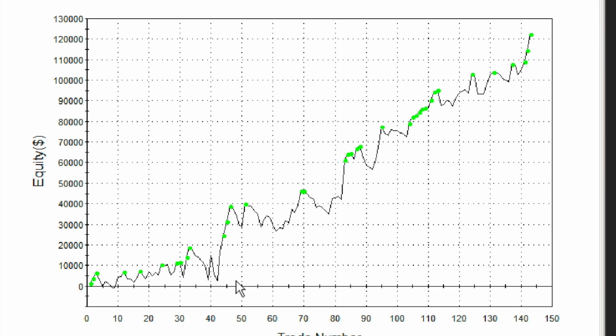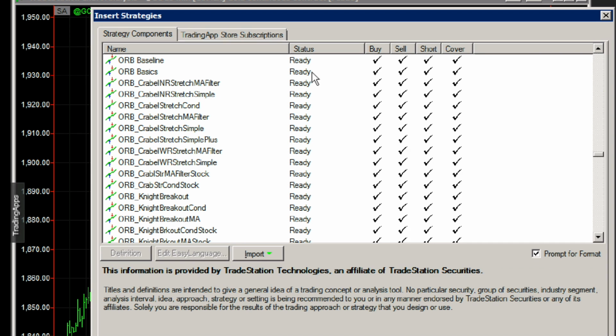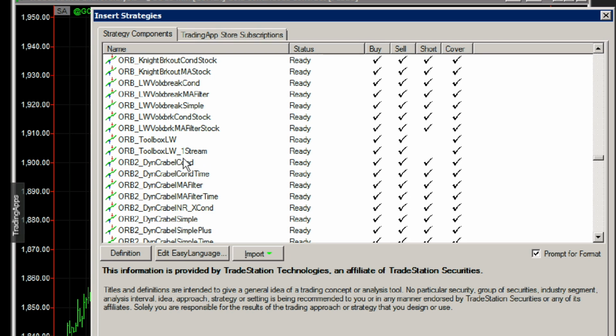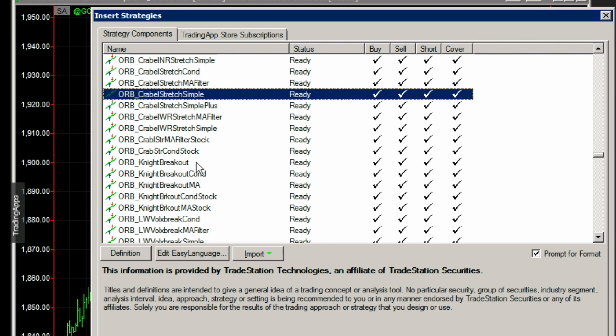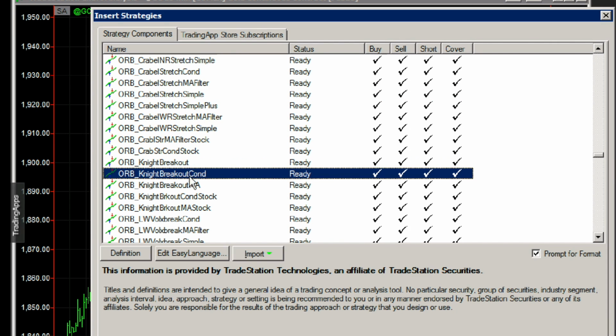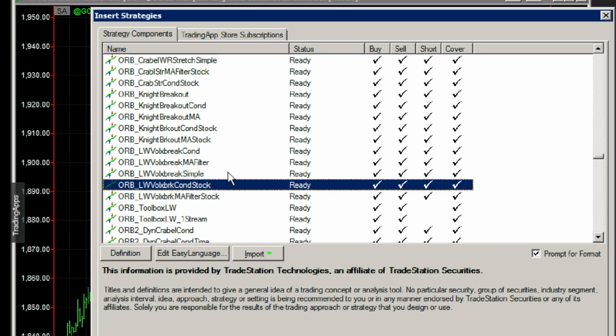This is what this is looking like. So again, look what we did in just a few minutes. Again, this doesn't have any stops. This really isn't a complete trading system per se, but look what we did. This was all built by using these strategy components that come with this kit. And we just looked at really one of them, the Crable stretch, with just one or two filters. There's still the Knight versions and the Larry Williams versions that you can play with.